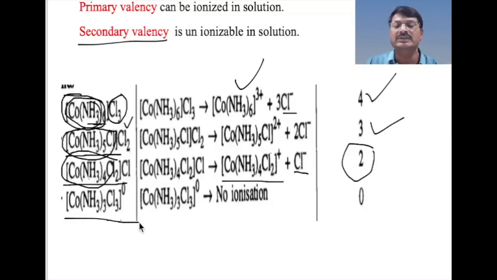And when you come to [Co(NH3)3Cl3], in this, 3 Cl and 3 ammonia are attached to the central metal with the secondary valency. That's why it can't produce any ions. It is a stable one, and that's why it can't ionize in solutions, and it can't produce any number of ions.